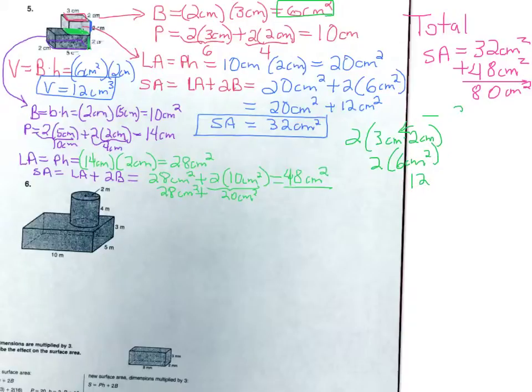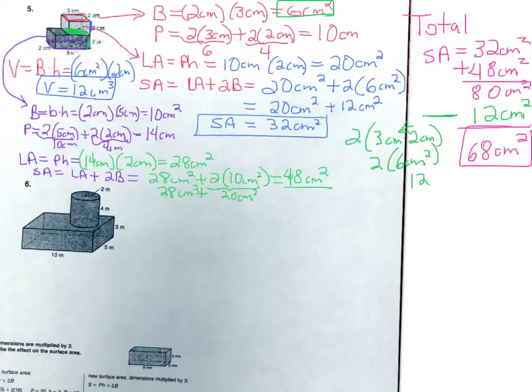So I'm going to do that here. Okay, I'm going to subtract minus 12 square centimeters, and then my subtraction, 80 minus 12, that is 68 square centimeters. So that is the total surface area of that composite figure.